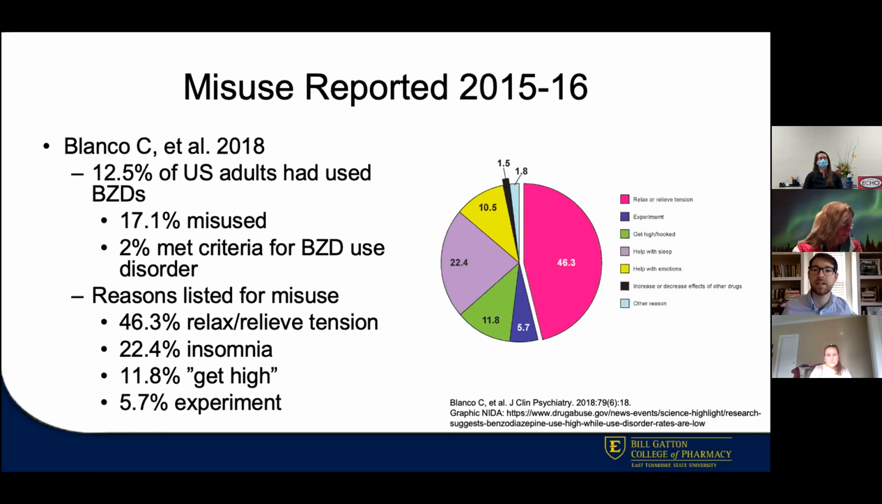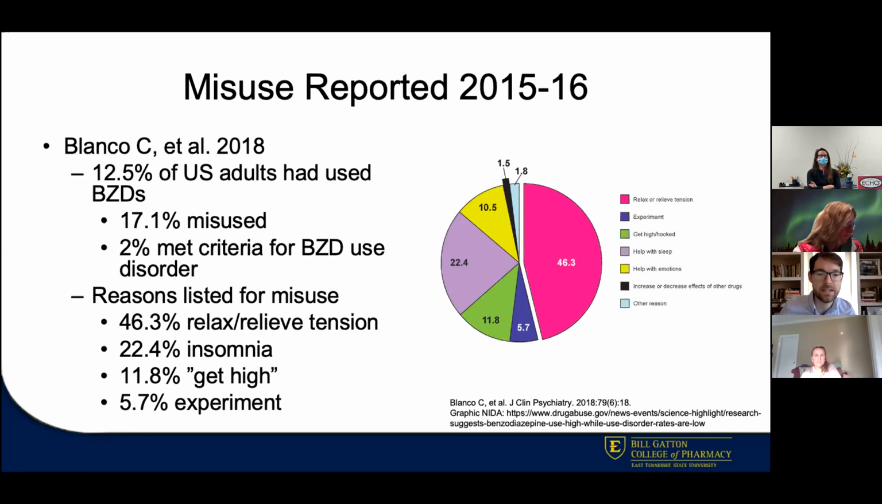And that's something that I kept seeing pop up in the literature pretty frequently, is that surprisingly, benzodiazepine use disorder by itself is not a huge problem, but when we put it in combination with other substances like opioids, that's when it becomes really scary, and we'll talk a little bit more about that in a couple minutes.